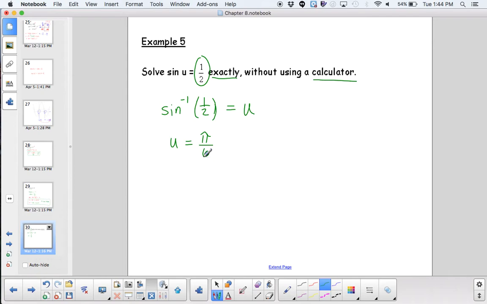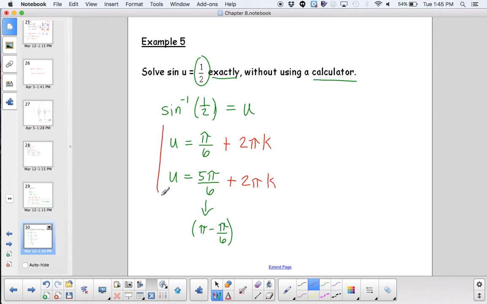But at the same time, you might be able to think about what the other solution is, which would be 5 pi over 6. And notice that 5 pi over 6 can also be written as pi minus the pi over 6, had you found that with your calculator. And for each of these, we need to add our 2 pi k to get the full set of solutions.